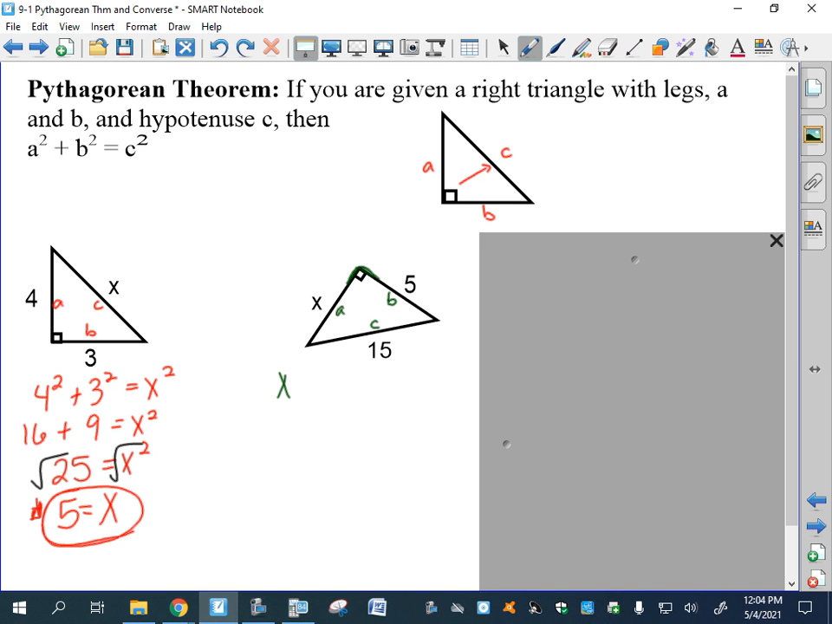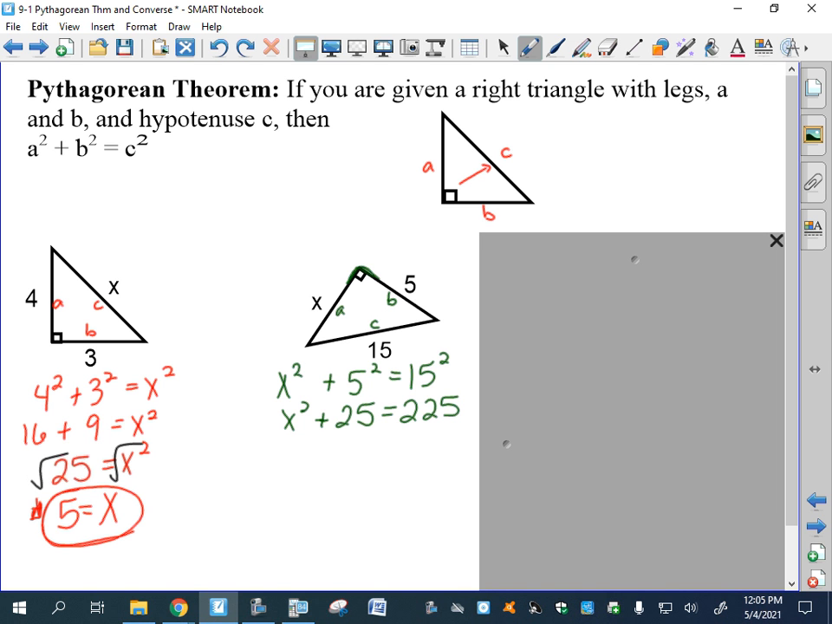So set up your equation. A squared plus B squared equals C squared. Or in our case, X squared plus 5 squared equals 15 squared. Yeah, Dayton? As long as C is on the other side, A and B doesn't matter the order. They can switch. Nope, it doesn't matter. What is 5 squared? And 15 squared?